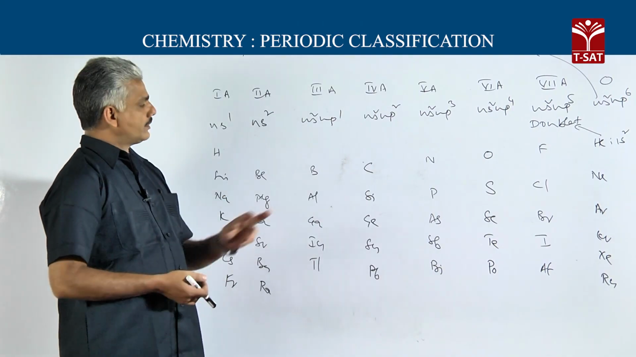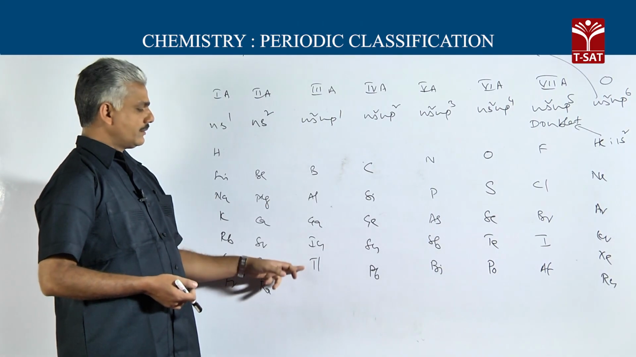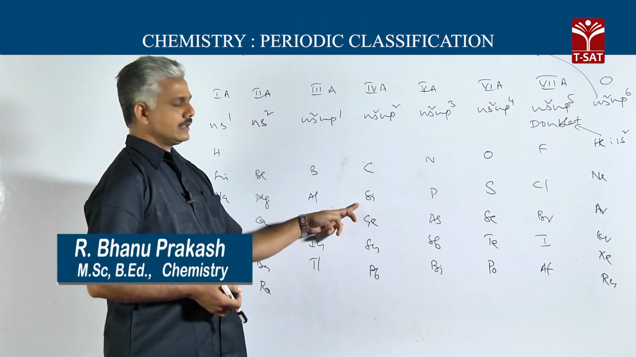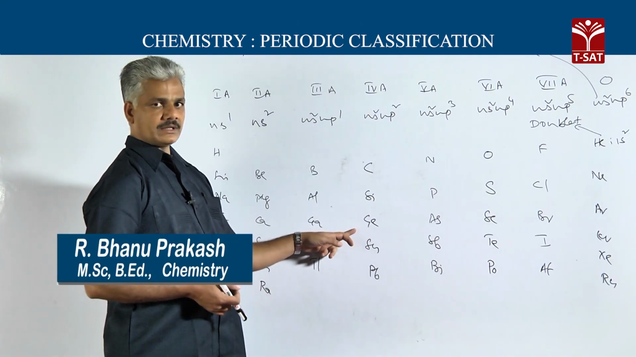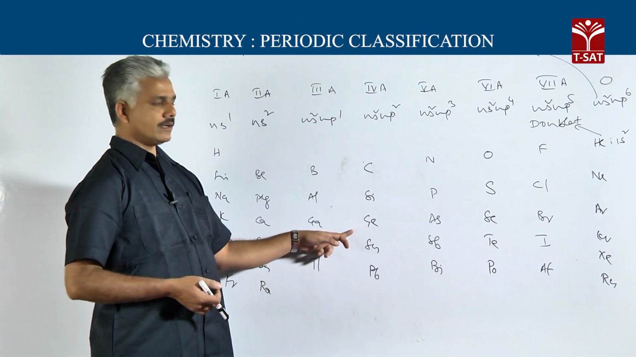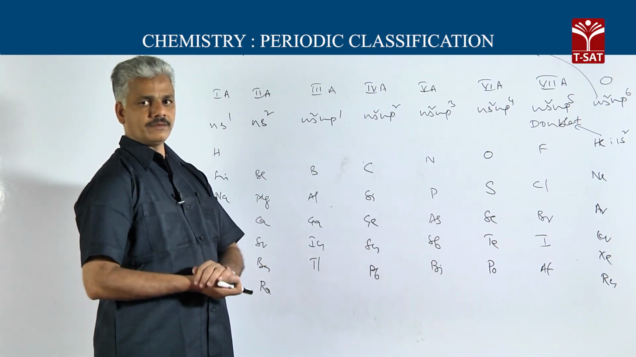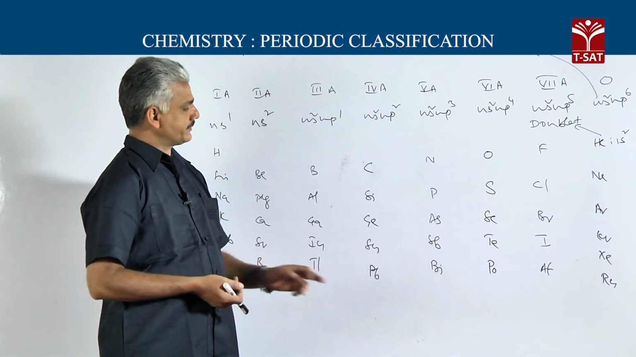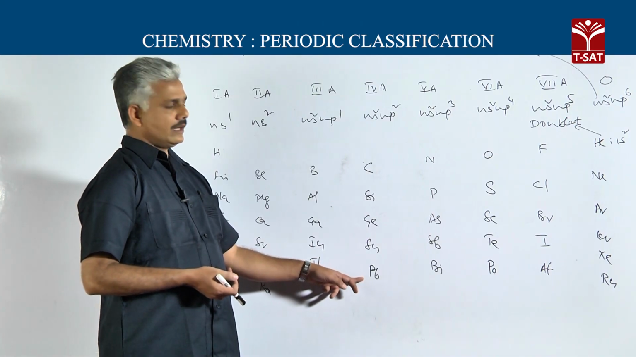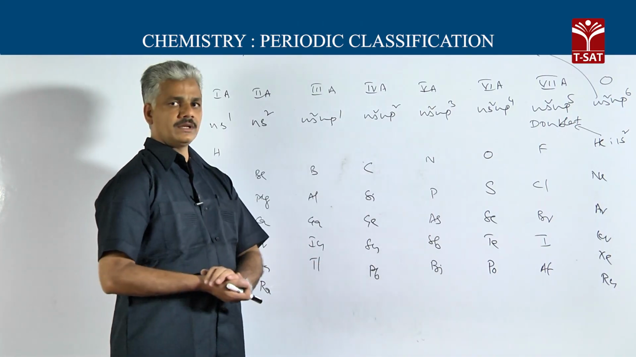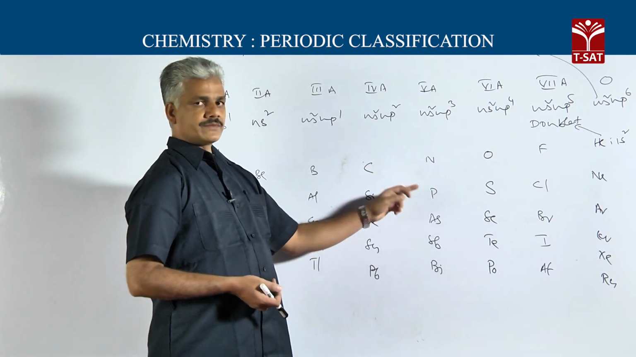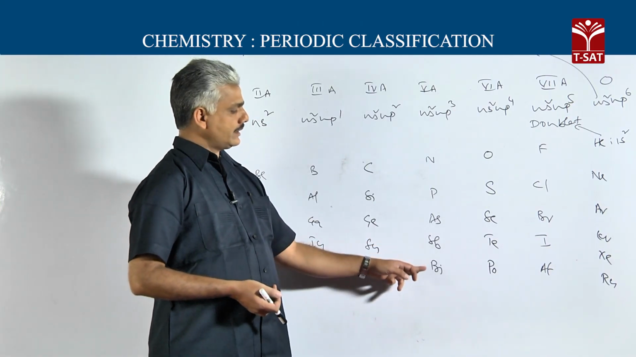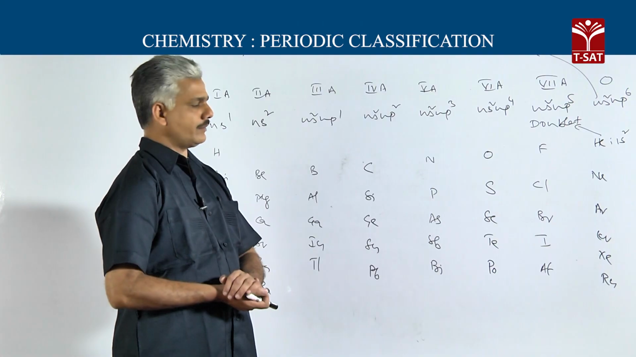In 3rd A group, boron is a non-metal. Remaining elements are metals. In 4th A, carbon and silicon are non-metals. Germanium is called a semi-metal or metalloid. A semi-metal or metalloid will have 50% ionic character and 50% covalent character. Tin and lead are typical metals. Then in the 5th A group, nitrogen and phosphorus are non-metals. Arsenic is a semi-metal. Antimony and bismuth are treated as metals.